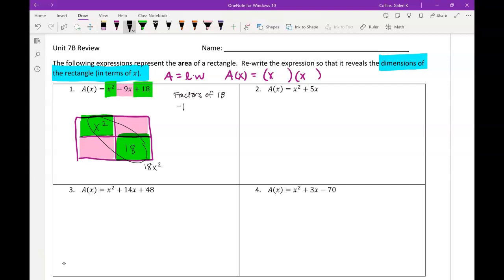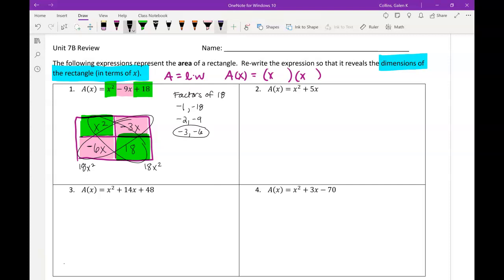So we have -1 and -18. We have -2 and -9 and -3 and -6. So if we ask ourselves which of those has a sum of -9, that's our -3 and -6. So we know -3x and -6x have to go in these two boxes. It doesn't matter which goes in what spot, but we want to double check that they do indeed multiply to positive 18x squared and that they have a sum of -9.